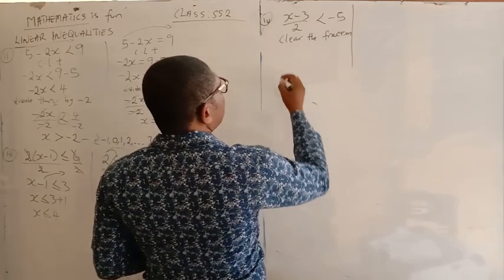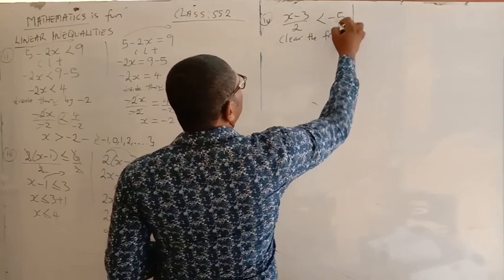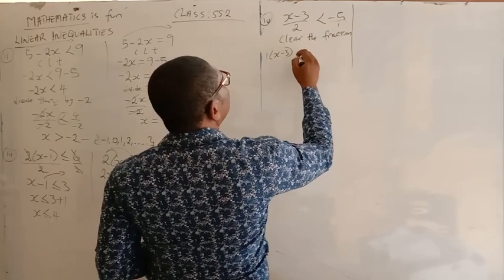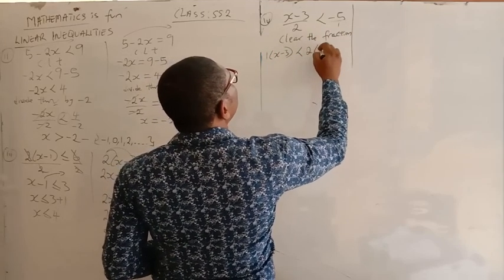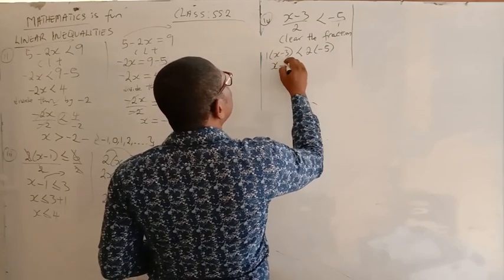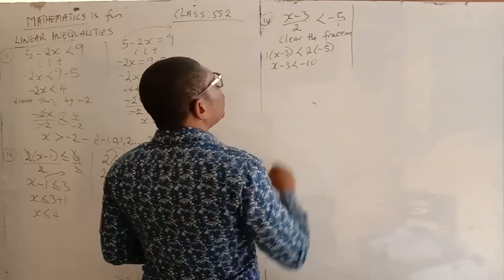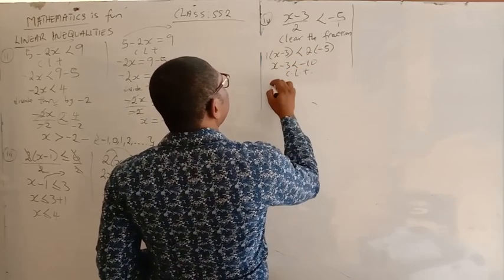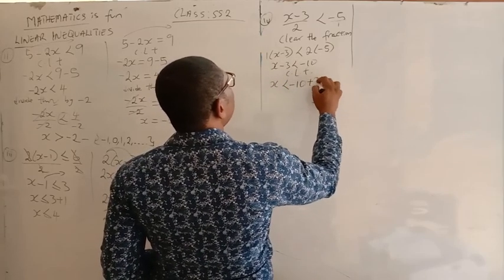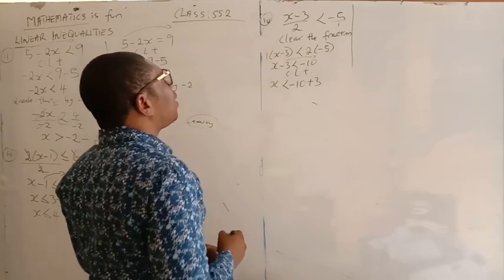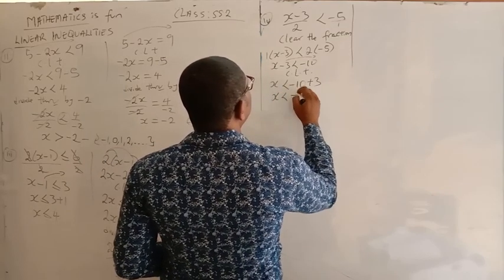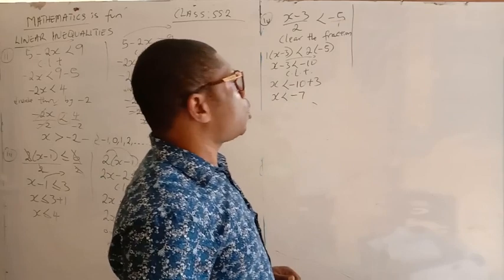So if I'm going to do that, I'll just have this over 1. So you have 1 times x minus 3 less than 2 into minus 5. When you open this, you have x minus 3 less than minus 10. Collect the like terms. So you have x less than minus 10 plus 3, because this negative 3 is moving from the left-hand side to the right-hand side. And my x will be less than minus 7. That's the solution for that.